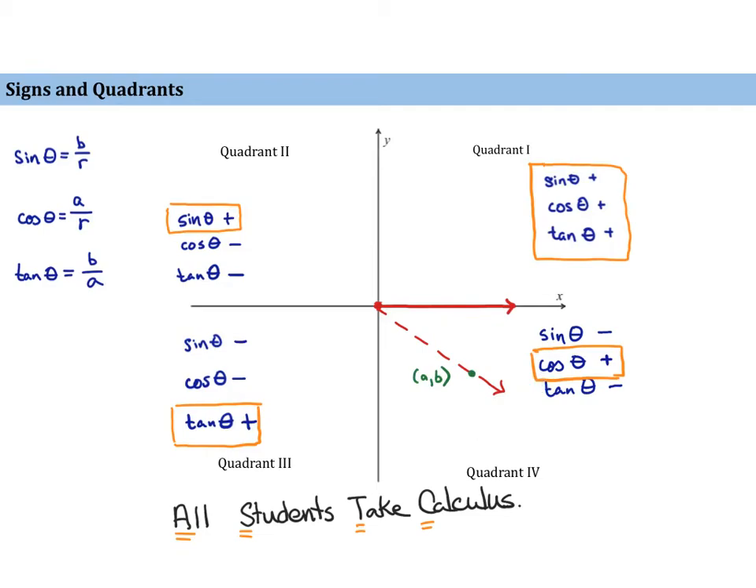And then remembering again that cosecant of theta and sine of theta have the same sign, cosine of theta and secant of theta have the same sign, and tangent of theta and cotangent of theta have the same sign.